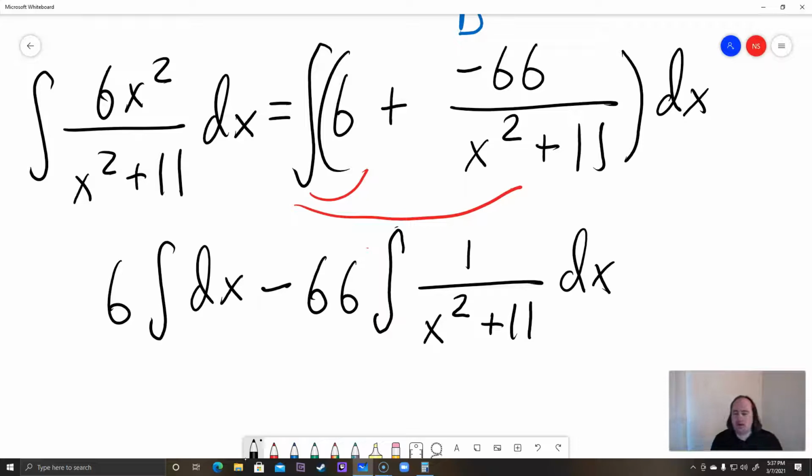Okay, so now we have two integrals, and these are a heck of a lot easier. The first integral, remember the integral of dx is just the variable x. So for the first one, we're just going to have 6x. And then for the second integral, how do we do this one? Well, this one's a little bit harder, but if you go to our formula sheet, this is kind of in the form of tangent inverse.